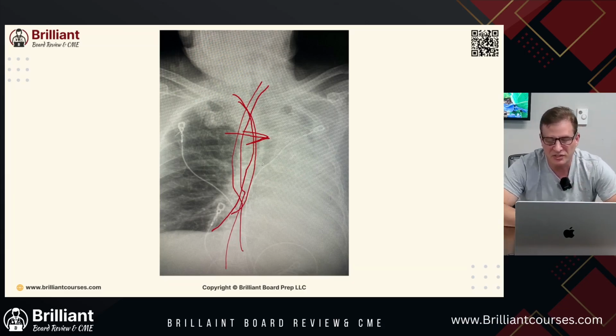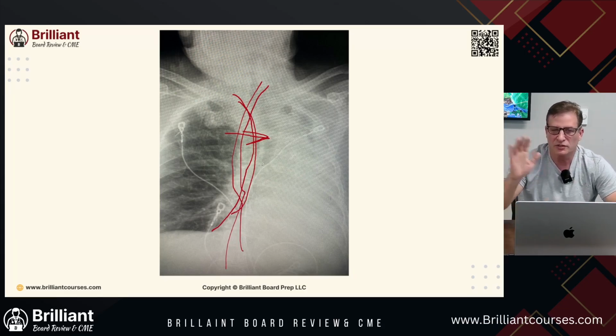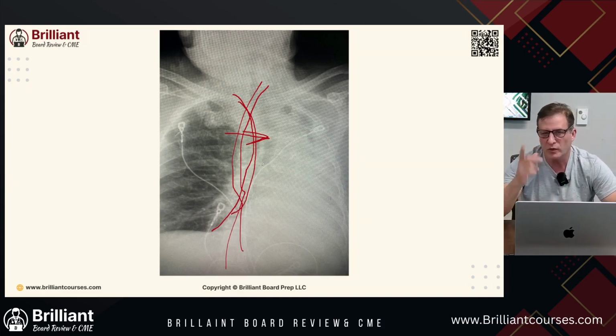How do you get good at chest x-rays? You look at chest x-rays. You look at the chest x-ray first, then you look at what the radiologist states is the diagnosis. And that's how you get good at reading chest x-rays.